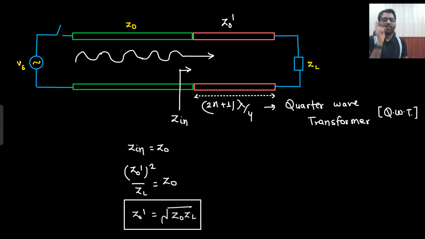So for the purpose of impedance matching, you introduce a quarter wave transformer of characteristic impedance Z naught dash. So what will be the value of that Z naught dash? That is equal to the square root of Z naught into ZL. That's it. These kinds of questions are directly asked. This is known as impedance matching.